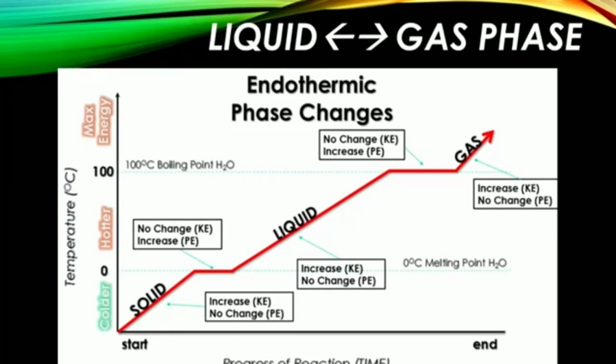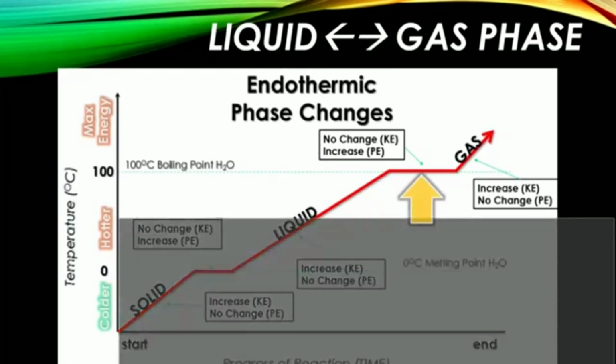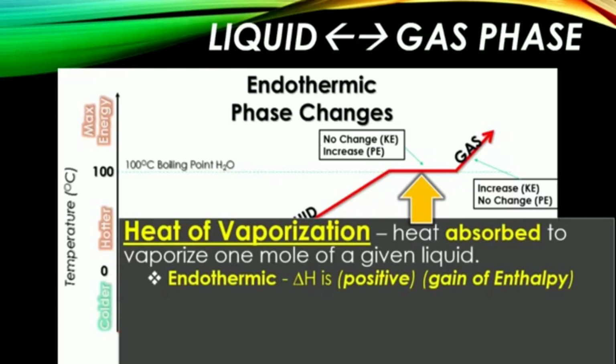So the next phase change we're going to discuss is between the liquid and the gas phase. The amount of heat applied to change the intermolecular forces between a liquid and gas is called the heat of vaporization. This value is also found on reference table B.